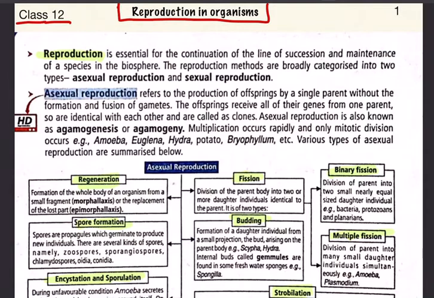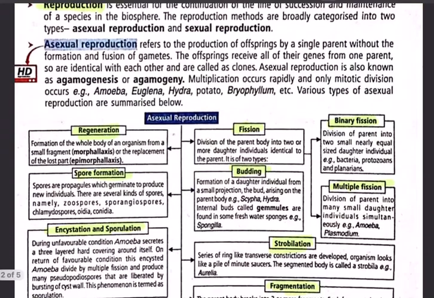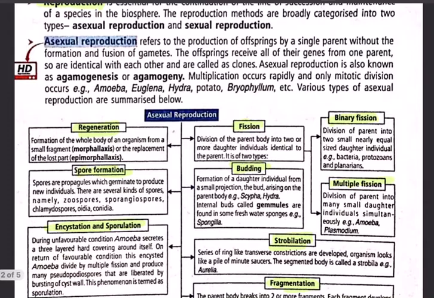Yesterday you may recollect that we were talking about various concepts related to this chapter, reproduction in organisms. We defined what is reproduction and the types of reproduction: asexual reproduction and sexual reproduction. As well, you may recollect that we were talking about various types under asexual reproduction.